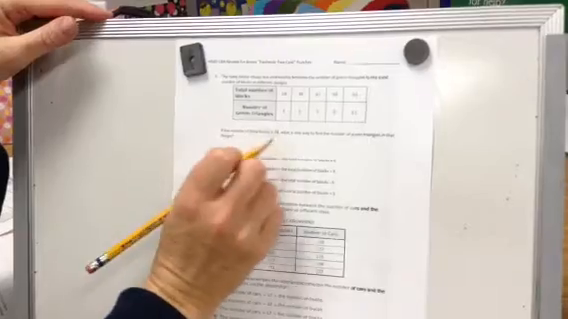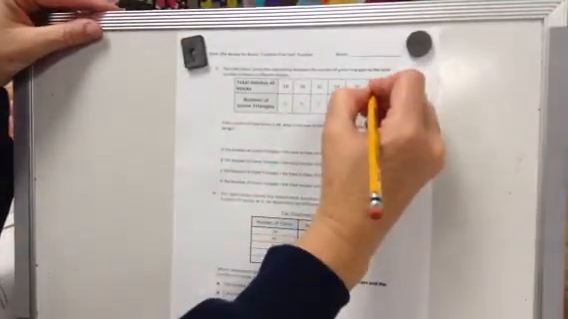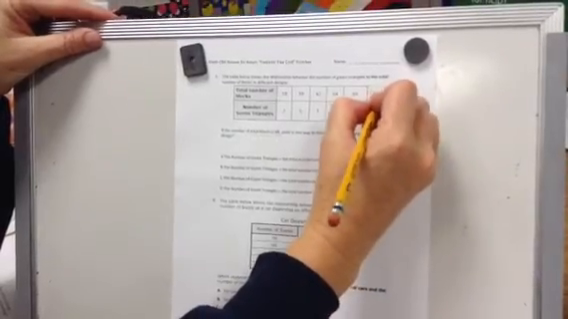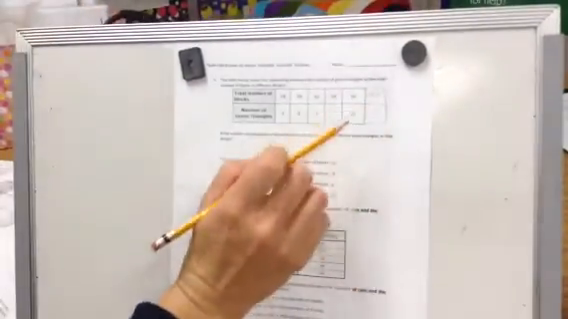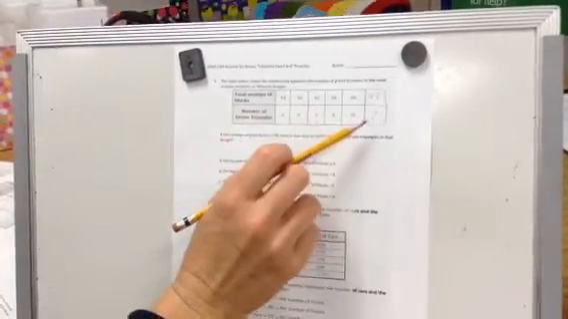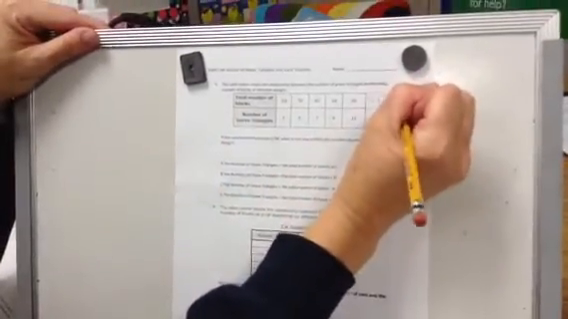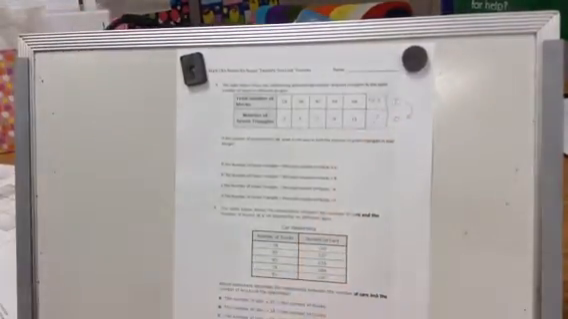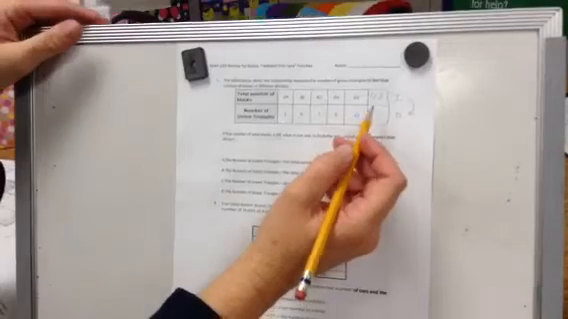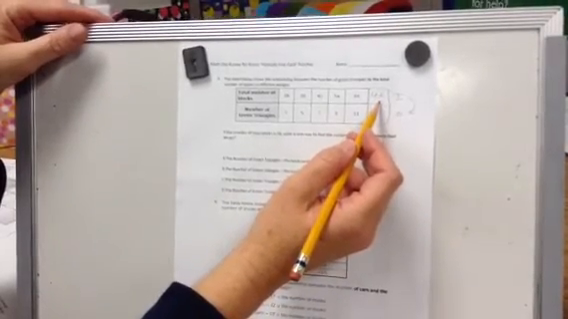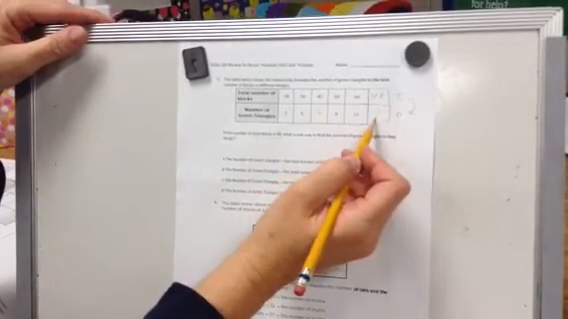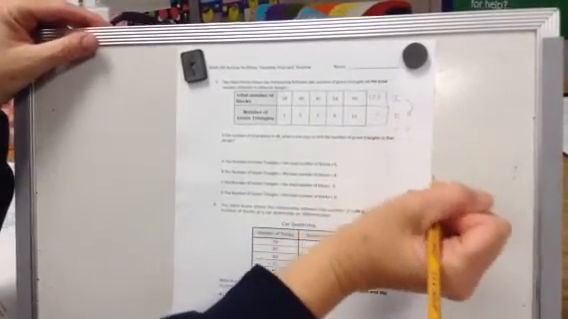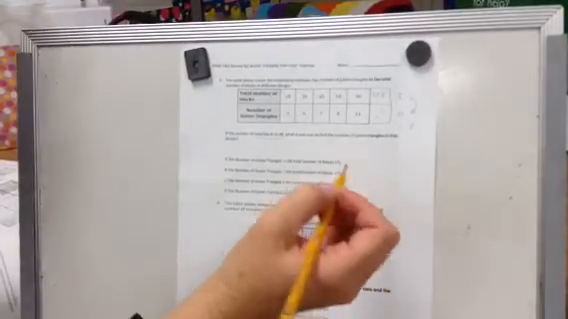I know that I have 48 total blocks, so I'm going to extend my table. 48. And here's my question. I don't know how many green triangles there are. This is my input, this is my output. So I'm going input to output. So I need to decide, how am I going to get that? From a bigger to a smaller, I'm either going to subtract or divide. Those are the only ways I'll get smaller.